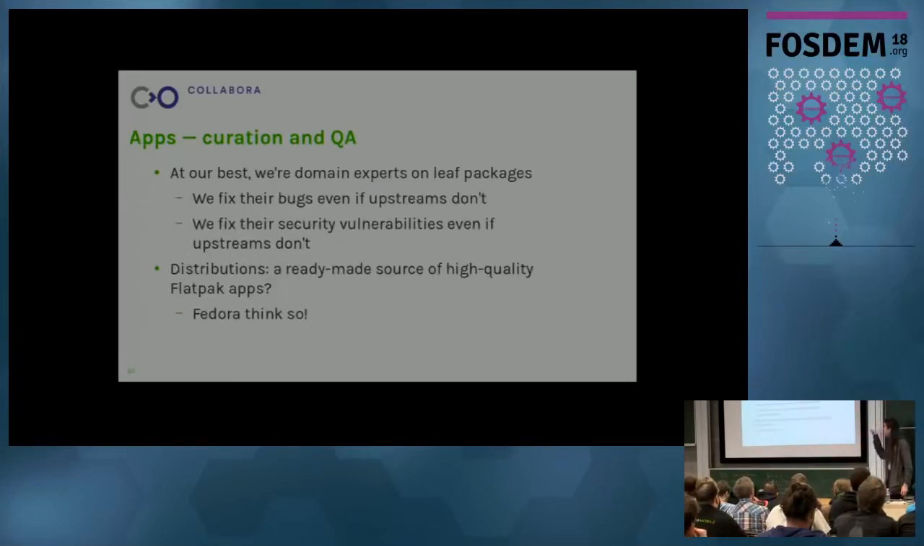So as well as runtimes, distributions might be a good source of high-quality apps, and in particular, not all upstreams get their apps right. Like some upstreams, naming no names, are not very good at releasing security fixes. They'll commit them to Git master and then never do a release. And distros pick up the slack there. So hopefully we can do the same for Flatpak, provide good apps. So Fedora, I believe, are planning to essentially take all their leaf packages, mechanically turn them into Flatpaks, publish them. So yeah, ready-made source of good apps, hopefully. And other distros, I'm sure, can help with this sort of thing.